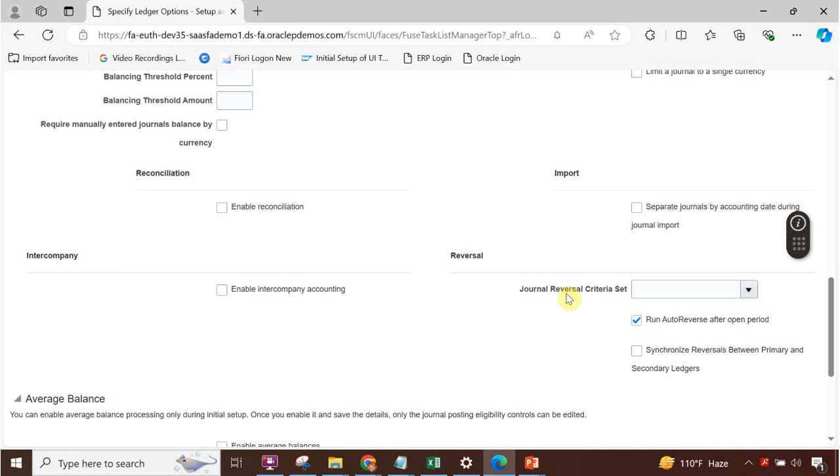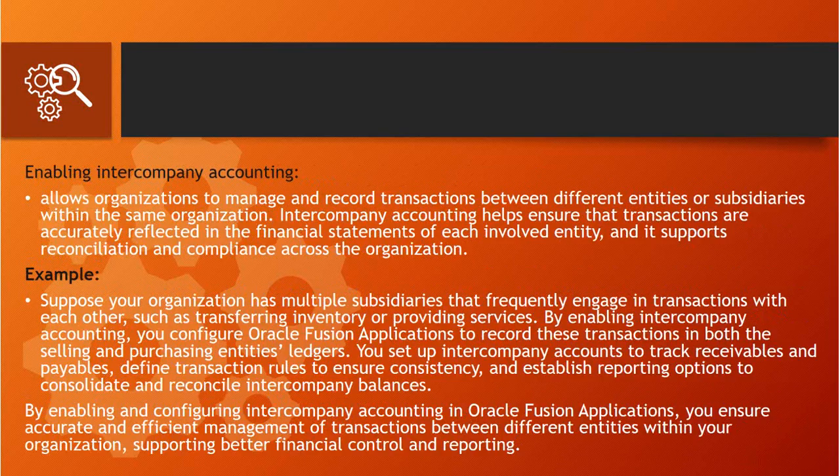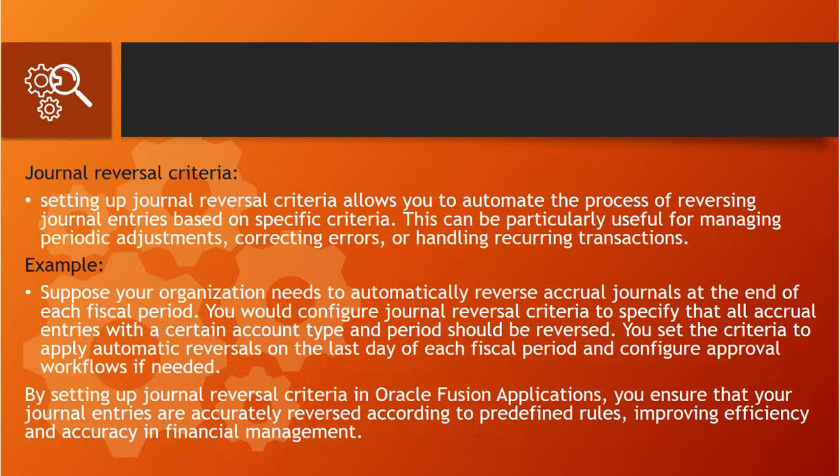And then we have the general reversal criteria. Setting up the general reversal criteria allows you to automate the process of reversing journal entries based on specific criteria. This can be particularly useful for managing periodic adjustments, correcting errors, or handling recurring transactions.